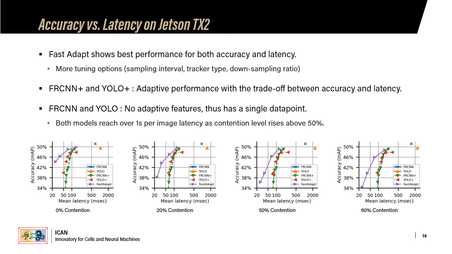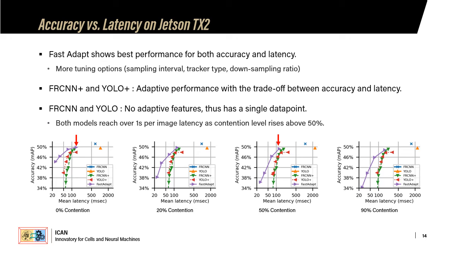Here, we start with the results from adaptive models first on the TX2 board. FastAdapt shows best performance for both accuracy and latency, and is able to match the latency requirements. Compared to 0% contention, at 50% contention, FastAdapt's accuracy drop is 7.8% for 30 frames per second speed, and 1% for 100 frames per second speed.